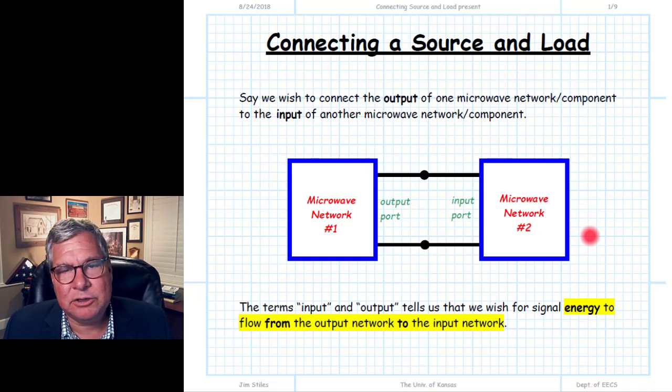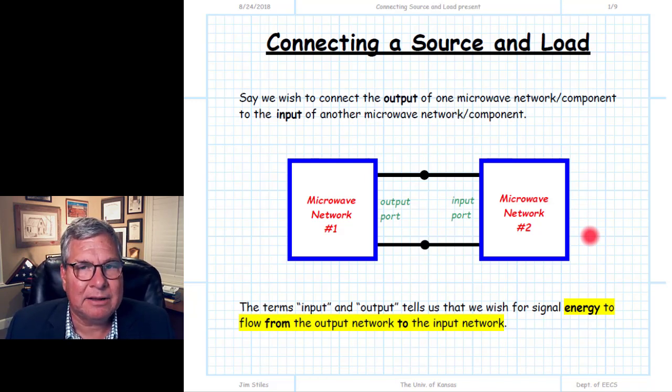So let's take two one-port devices now, and let's connect them together. We'll have the network on the left, the one-port device, we'll call microwave network number 1, and the one on the right we'll call microwave network number 2. More specifically, we're going to say the microwave network number 1 is the port there we're going to call the output port, and on number 2 the port is the input port. So we're connecting the output of microwave network 1 into the input of microwave network 2.